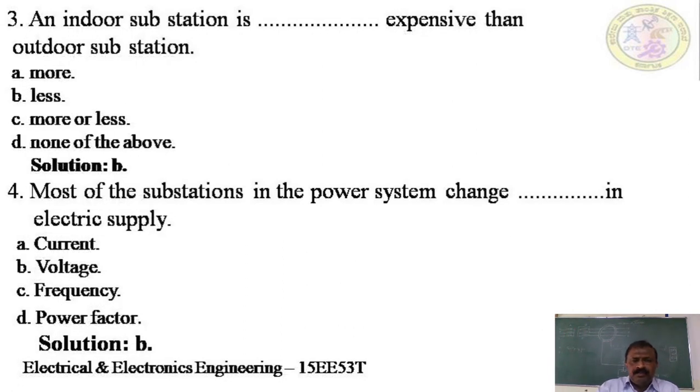Question number 3: an indoor substation is dash expensive than an outdoor substation. A, more; B, less; C, more or less; D, none of the above. The indoor substation is less expensive than the outdoor substation, because we use the indoor substation for voltage magnitudes up to 11 kilovolts, which is low voltage. So the solution is less.